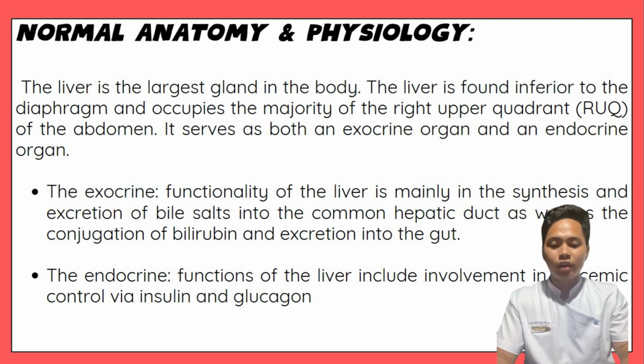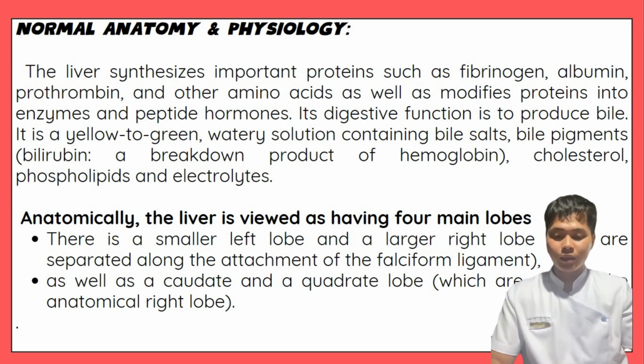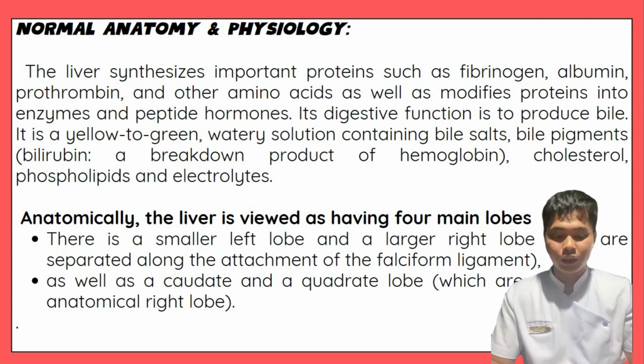Let's talk about the exocrine and the endocrine organ. The exocrine functionality of the liver is mainly in the synthesis and excretion of bile salts into the common hepatic duct, as well as the conjugation of bilirubin and excretion into the gut. While the endocrine functions of the liver include involvement in glycemic control via insulin and glucagon. The liver synthesizes important proteins such as fibrinogen, albumin, prothrombin, and other amino acids, as well as modifies proteins into enzymes and peptide hormones.